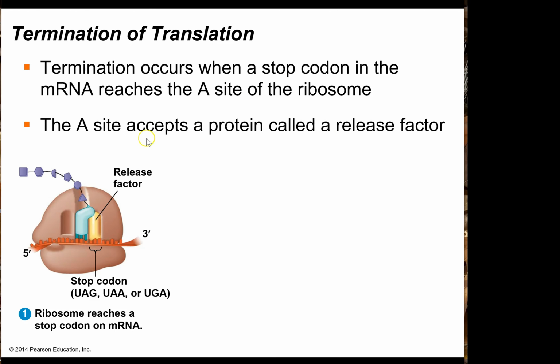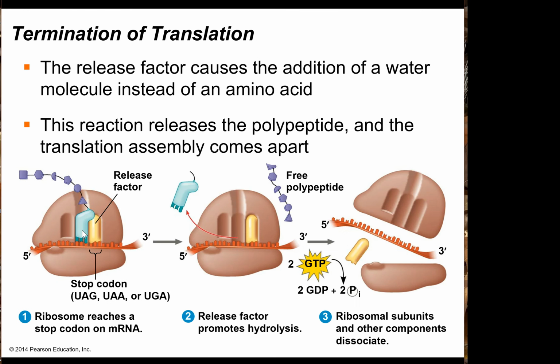So what happens instead is one of these release factors, a protein, comes in there, binds to the A site where the stop codon is, and the ribosome really doesn't know any better, and it still tries to add the next amino acid in line, but there is no amino acid, right? Because we have the release factor in there instead of a transfer RNA with an amino acid. And so the ribosome tries to add this non-existent amino acid and instead ends up cutting off the polypeptide from the existing tRNA in the P site, and it releases the polypeptide.